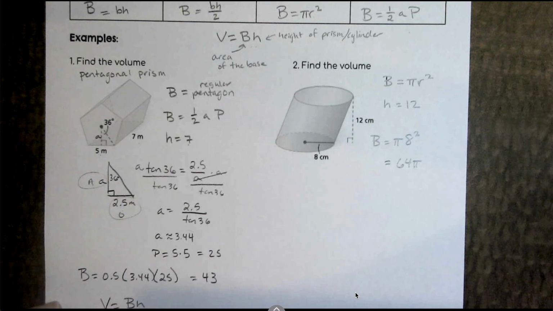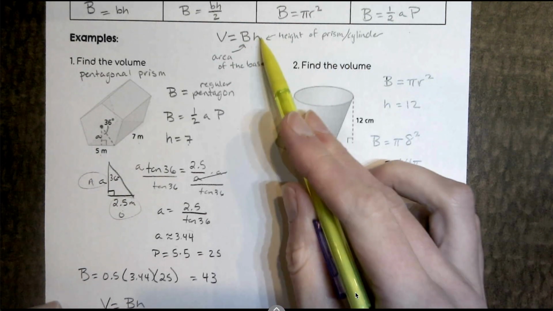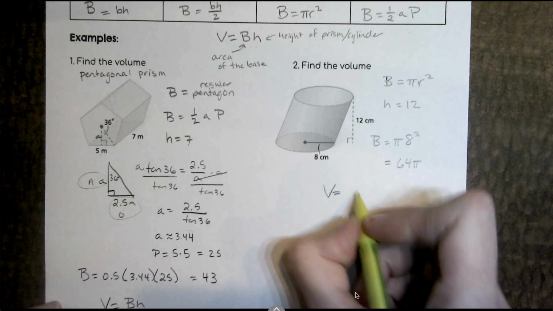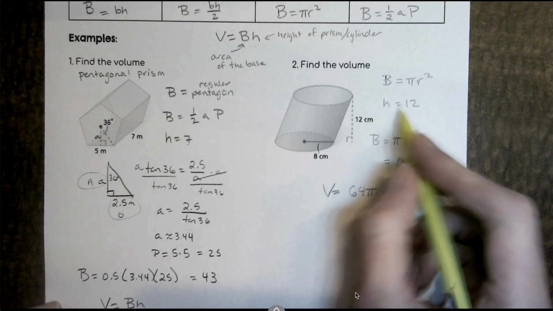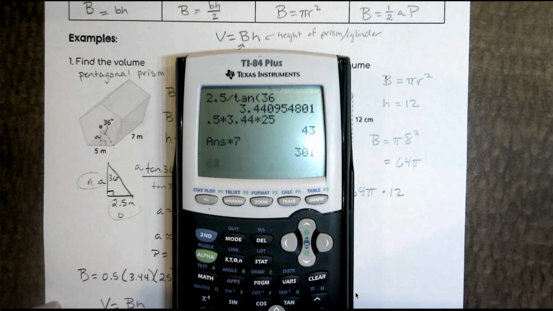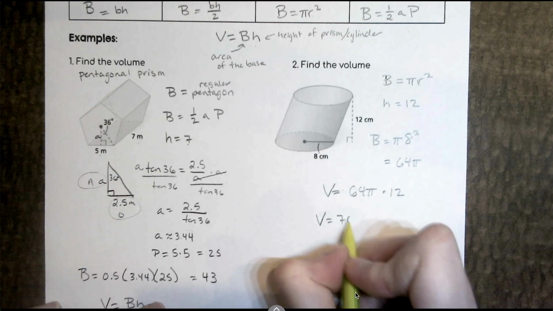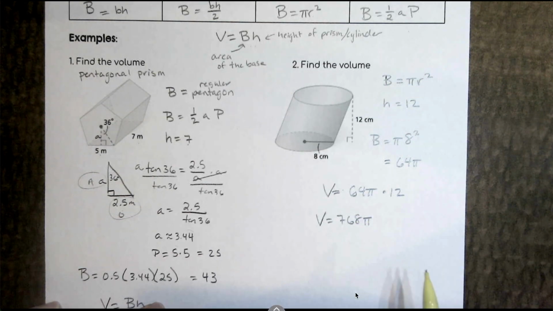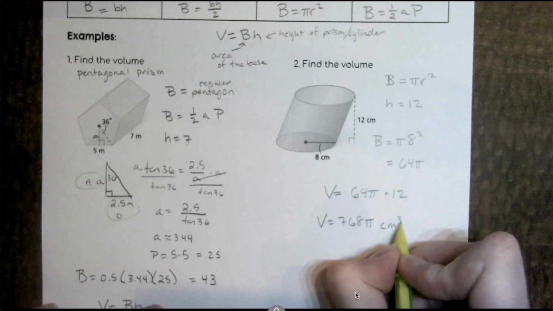I'm just going to leave pi there. So my volume is area of the base times the height. Area of the base was 64 pi, and then times our height of 12. I'm just going to do 64 times 12, 768, and then I'm going to leave pi there. We've got centimeters on this figure, so volume is going to be cubic centimeters.